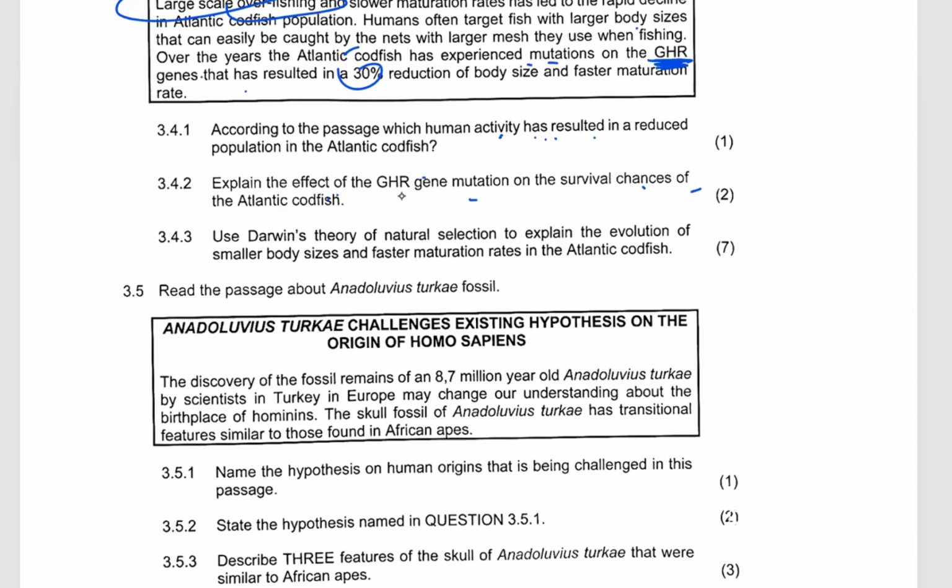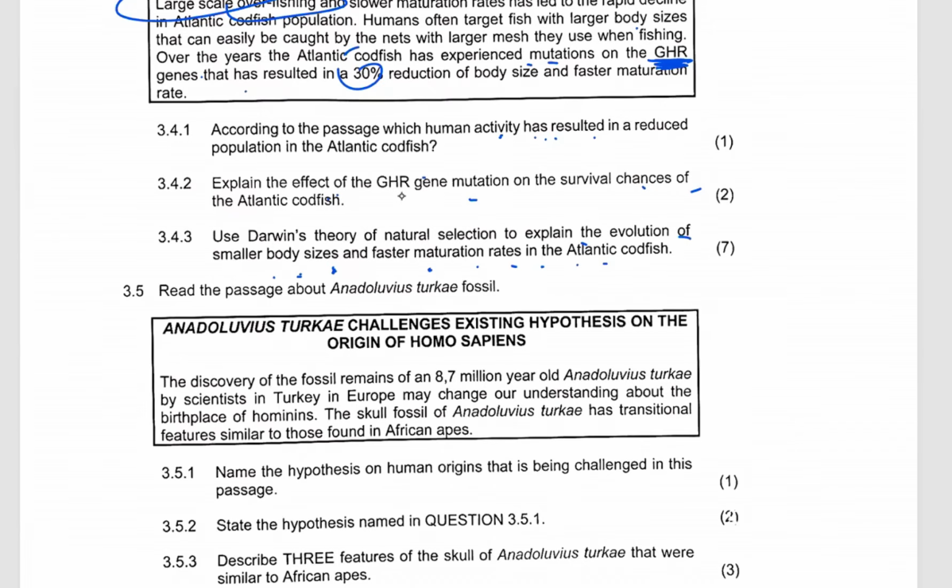Use the theory of natural selection to explain the evolution of small body size and the faster maturation rate in the Atlantic codfish. So what do we explain here? Remember, this is natural selection, so you have to tell us that there is variation among these codfish. Then you tell us the variation.